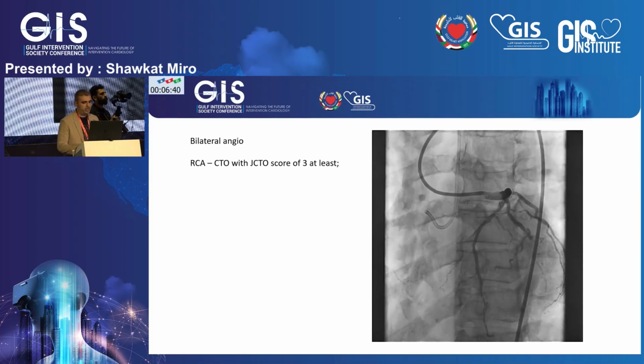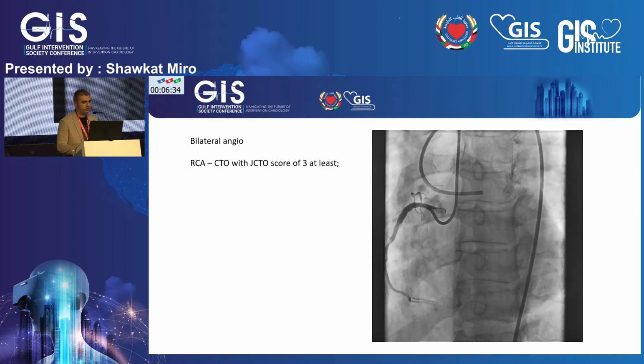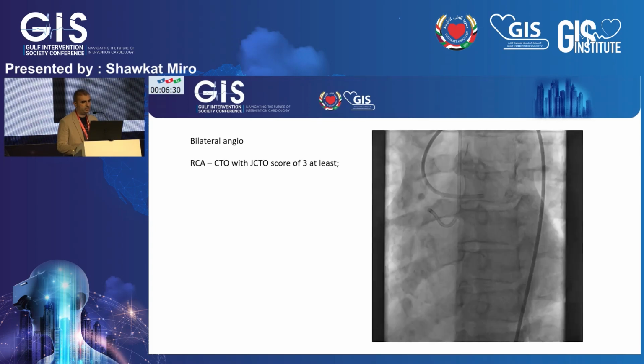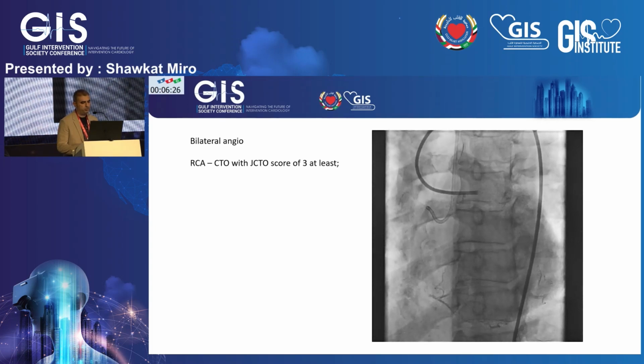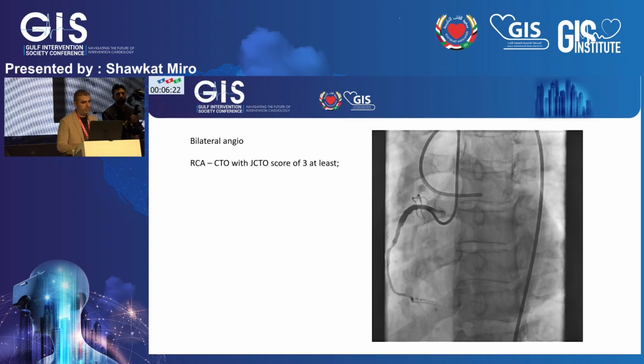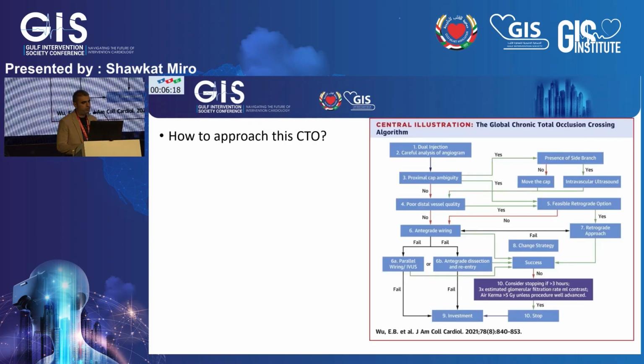This is the left shot with a delayed right injection. From this bilateral injection, we conclude that the J-CTO score is almost 3 to 4. It's a relatively long lesion with a side branch and some calcifications. So how to approach this CTO?